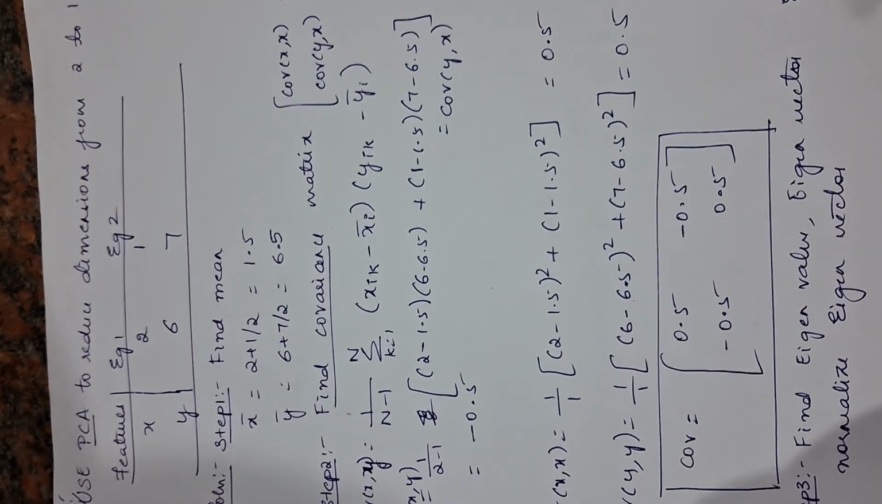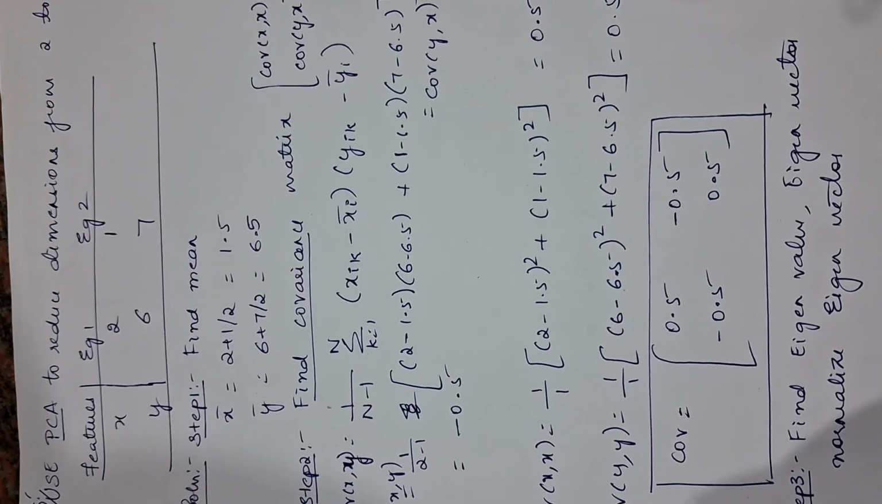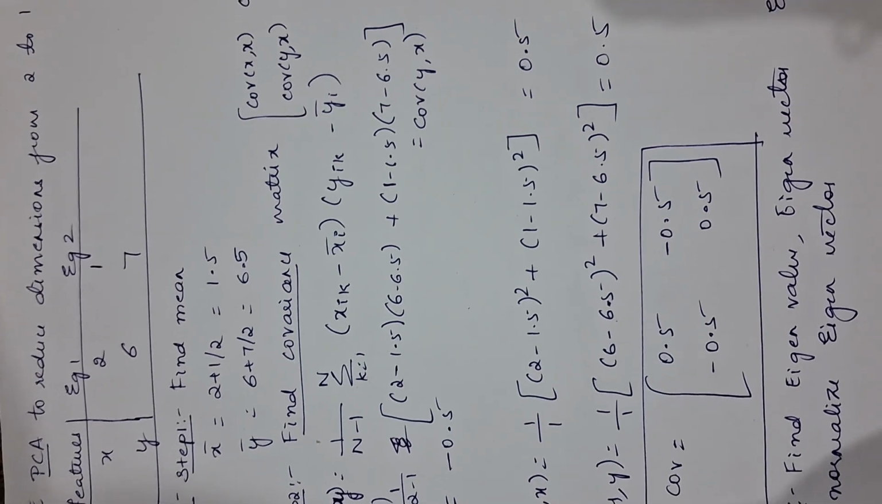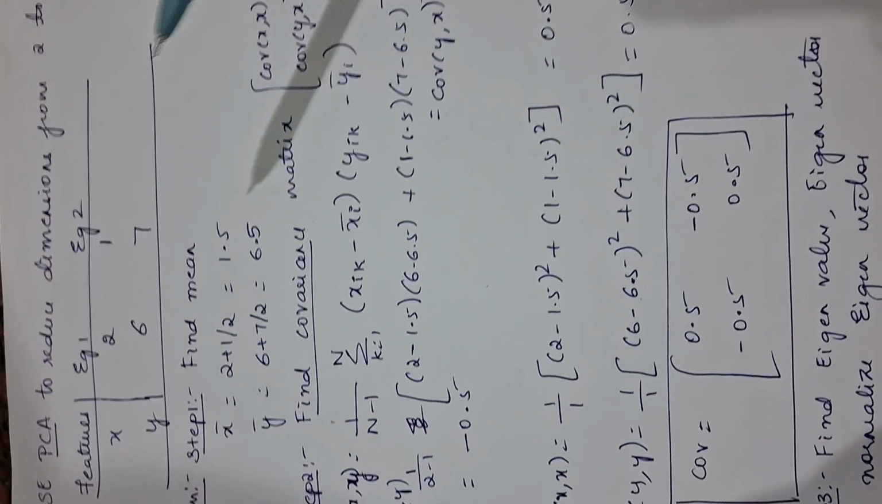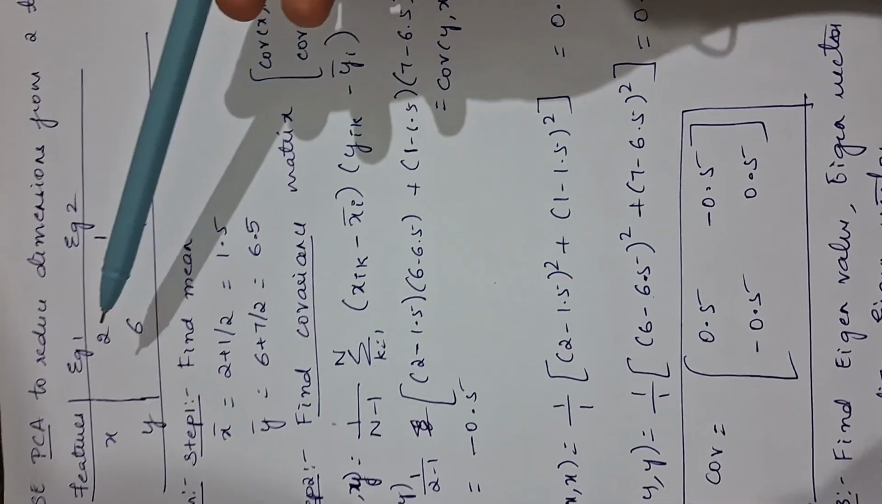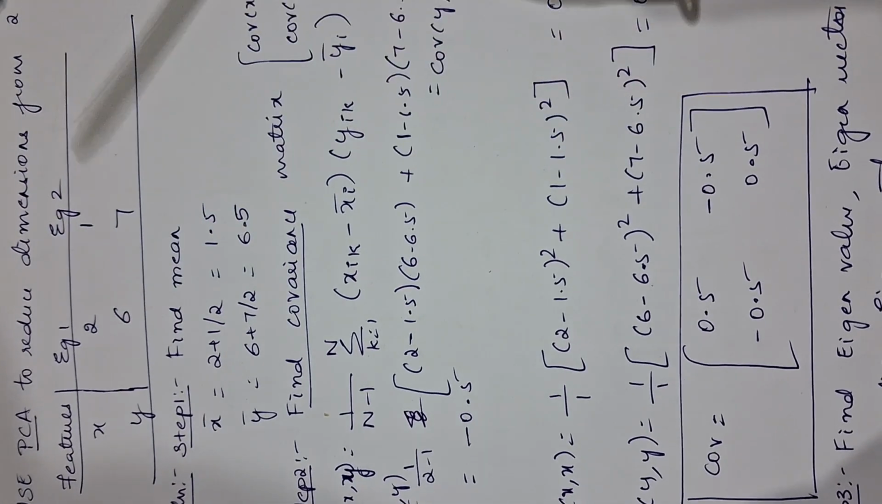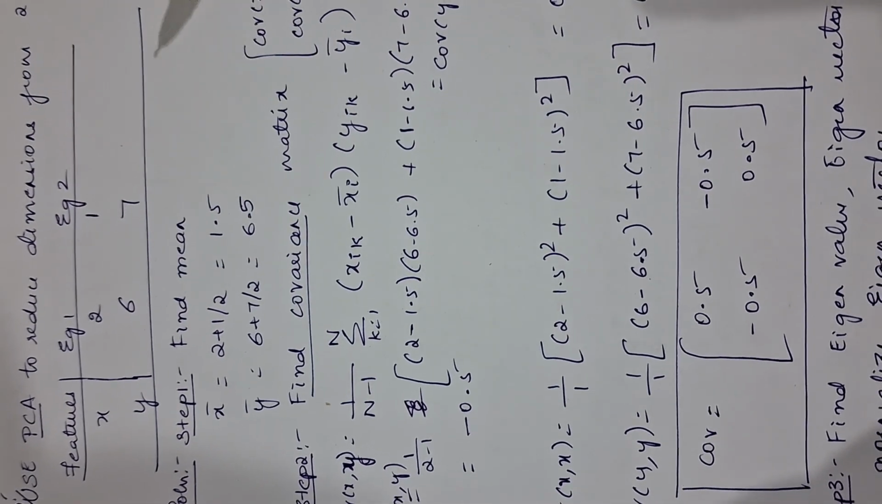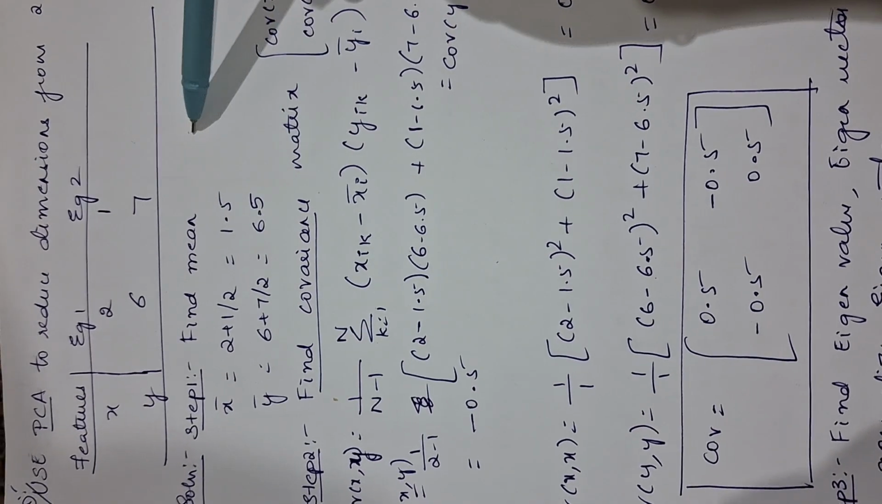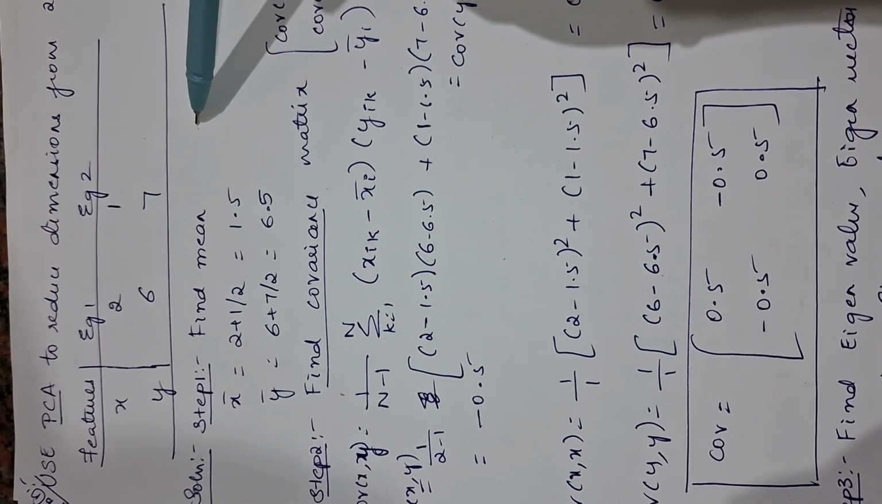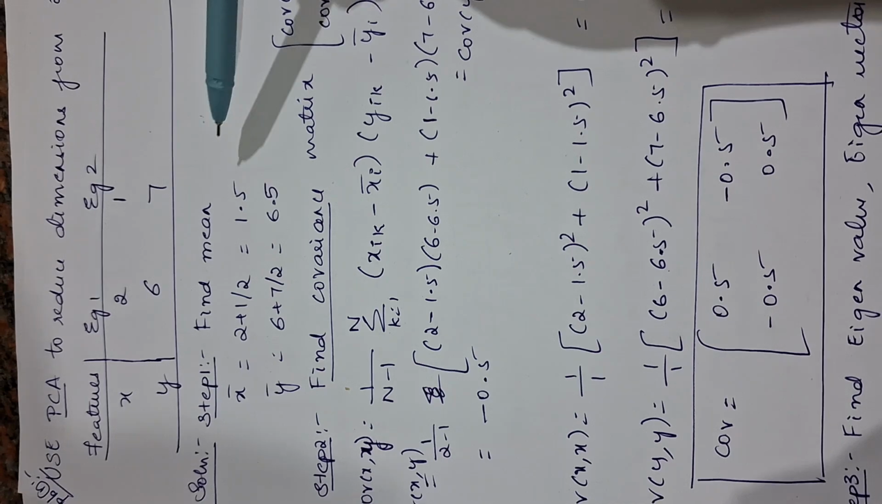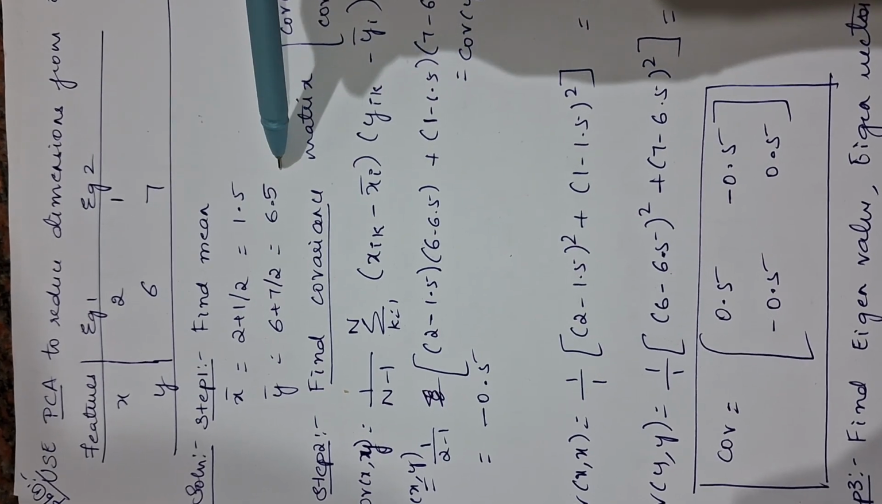As a continuation to the previous video, let's see one more problem of how we can use PCA to reduce the dimensions from 2 to 1. This is a more simple example where I have just two data points in my problem and there are two features x and y. The steps will remain the same just like in the previous video. Step 1, find the mean. Find the mean for x and y respectively. So x bar I'm getting as 1.5, y bar I'm getting as 6.5.